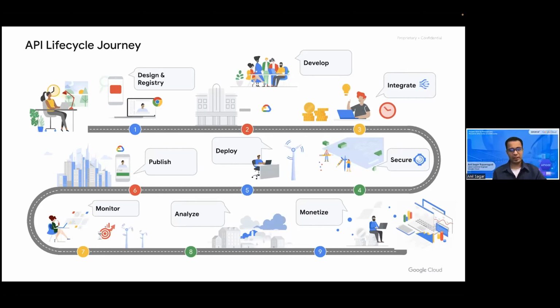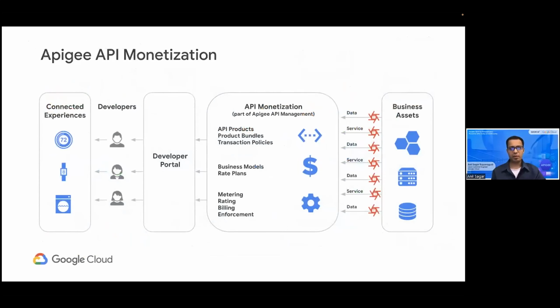So a lot of people get excited about the monetization and think, let me start with the monetization first. But before that, you need a solid API management platform where you start managing the full API lifecycle capabilities, and then go towards the monetization capabilities. So let me talk about how the Apigee API management platform helps with the monetization use cases.